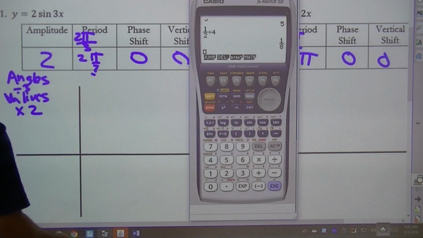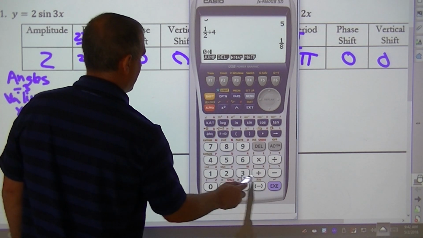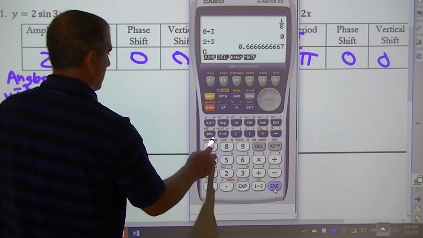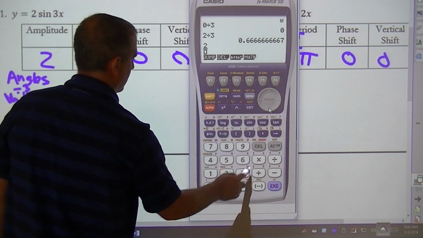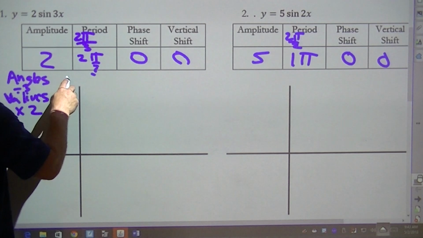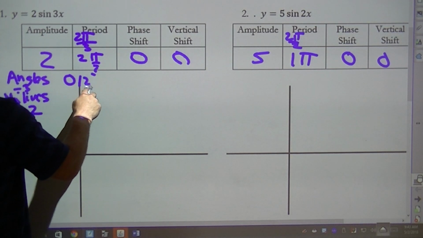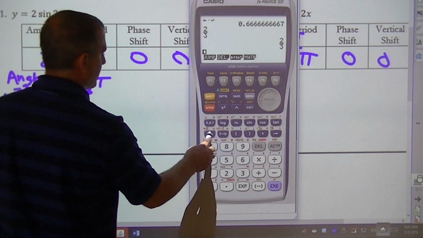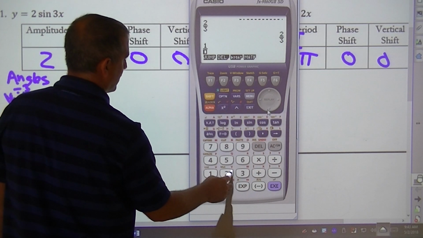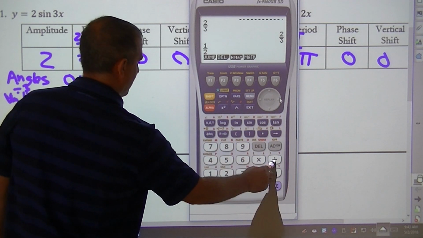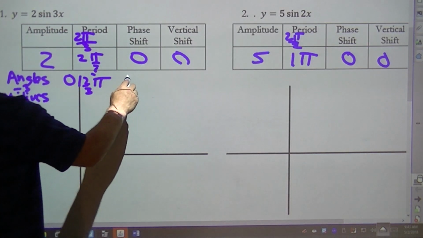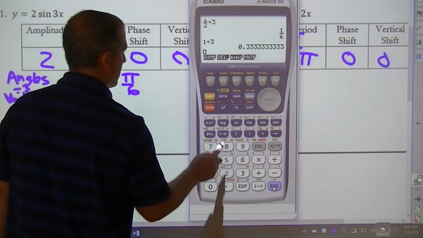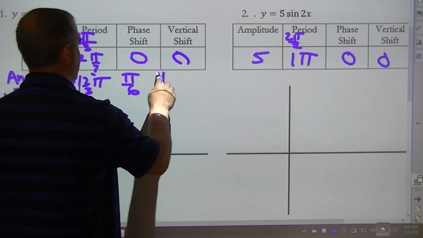So what I do pretty simply is 0 divided by 3, which is 0. And then 2 divided by 3, which is 2/3 pi. So the angles will be 0 and 2/3 pi. For pi over 2, that's 1/2 as a fraction, so I do 1 over 2 divided by 3. I get 1/6 pi, so pi over 6. For pi, that's 1 divided by 3, which will be 1/3 pi.